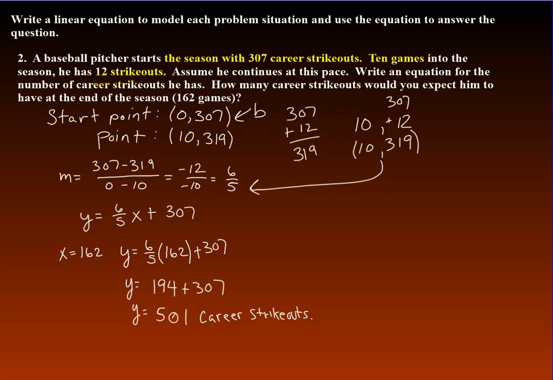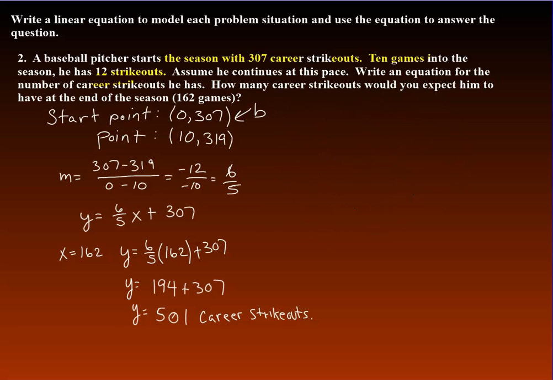Once you find the slope, we can plug that in. We already know the starting value because, again, it's our starting point. And then we know that x is 162 because that's what we're looking for in the end. And then that's it. You add those together and you get his career strikeouts.